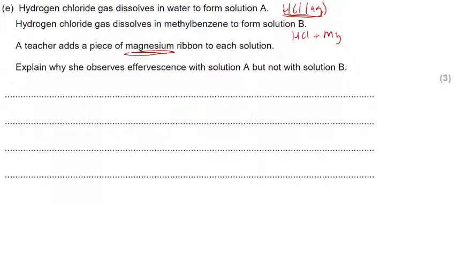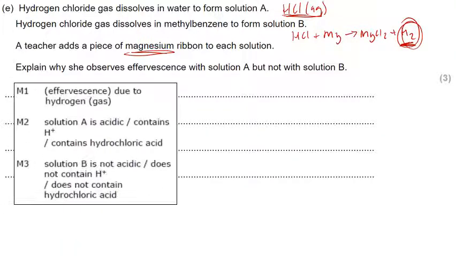So if we do hydrochloric acid plus magnesium, we always get a salt plus hydrogen gas, and this is what causes the effervescence or the fizzing. Explain why she observes effervescence with solution A, but not with solution B. So she observes it with solution A because it's acidic, and so hydrogen is produced, but with solution B, we can assume that that's not acidic. If it was acidic, we would get hydrogen gas produced. So that would be your 3 marks. Effervescence is due to hydrogen gas. Solution A is acidic. Solution B is not acidic.